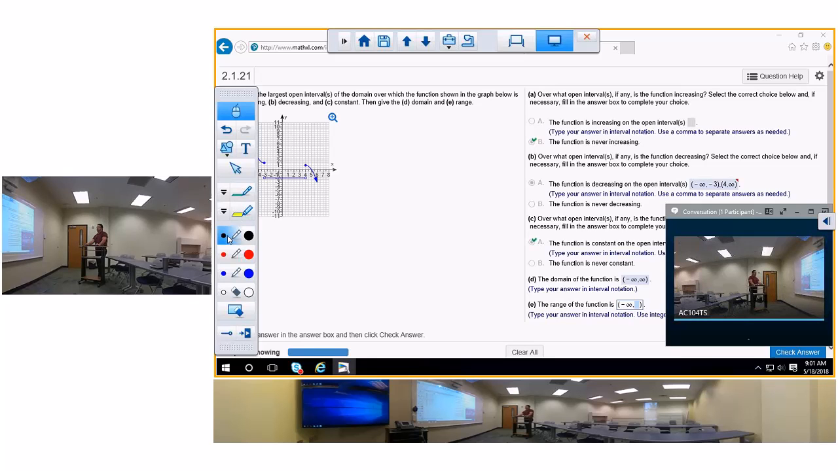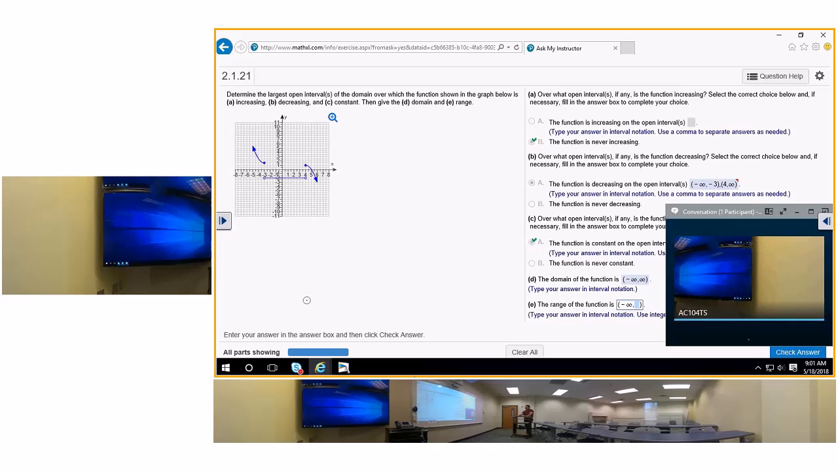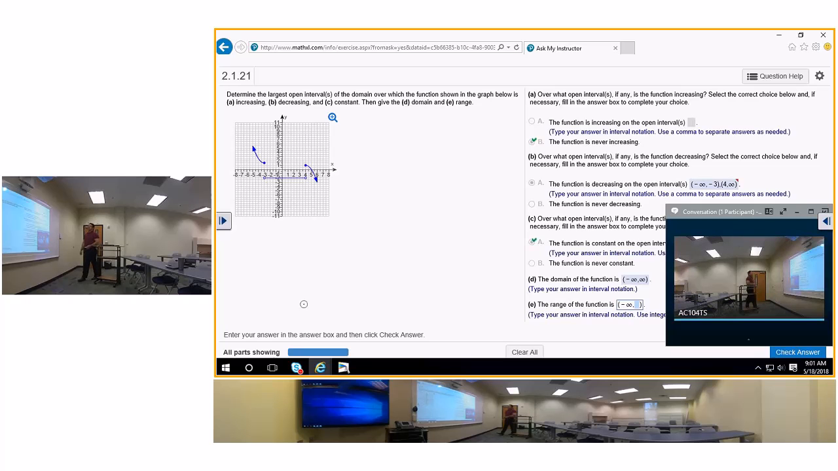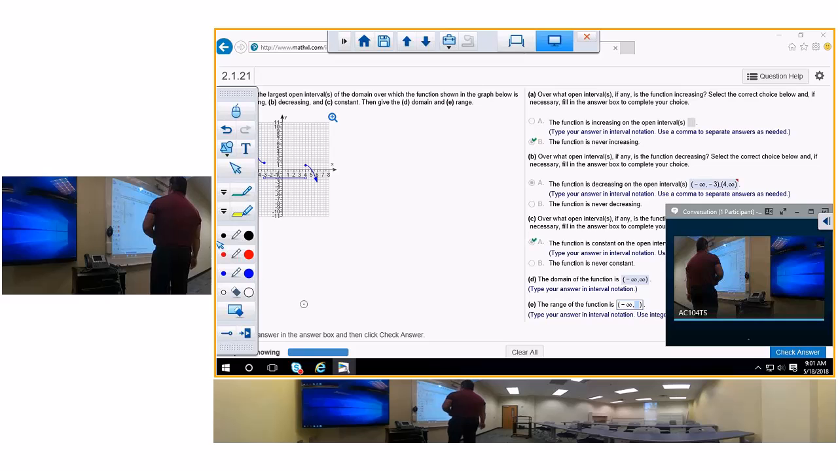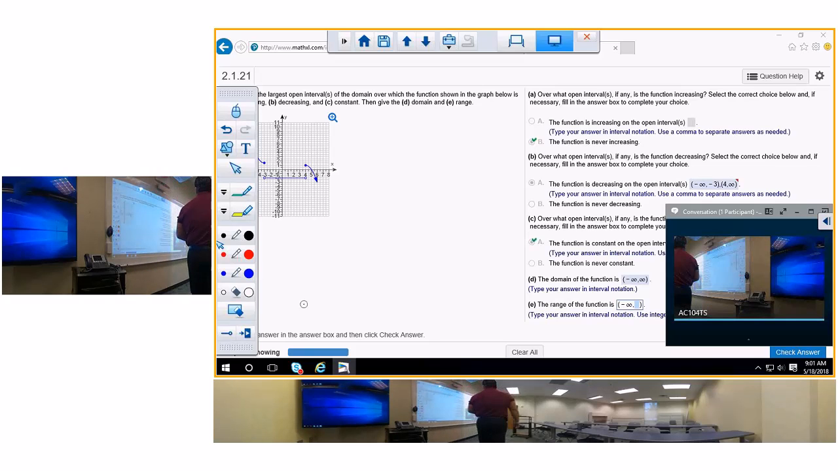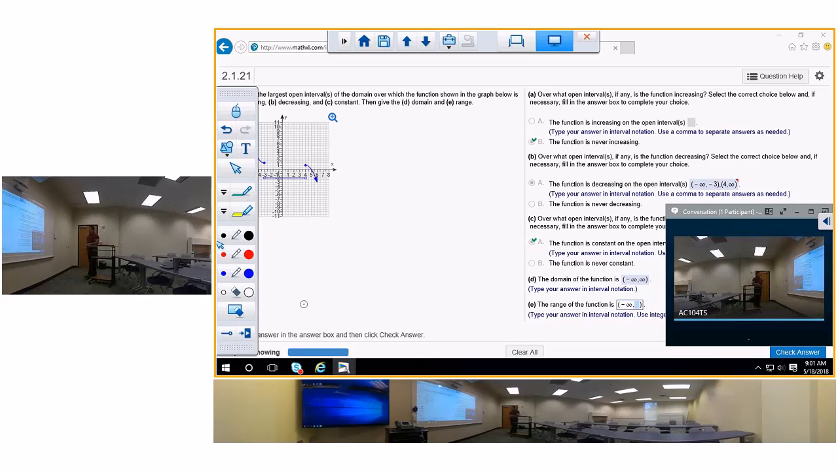Let me get my pen started. Determine the largest open interval of the domain of the function shown. It didn't give the domain. First of all, I do a series of videos on this. Make sure you visit my videos on YouTube because I talk about domain and range and how to find them. We know that the domain is equal to the x values that you can put into the function. We know that the y values are called the range.